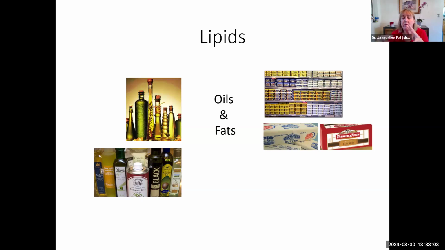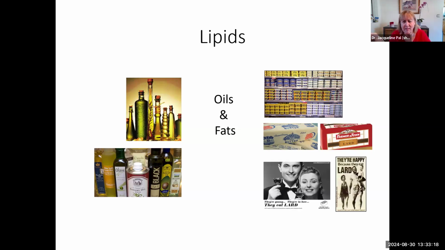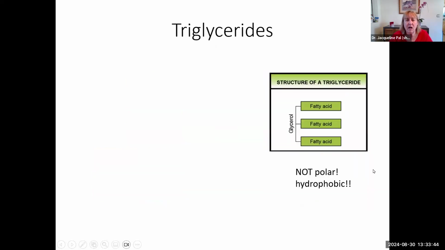Examples of your fats are going to be your butters and your margarines and things like your shortenings and your lard. I just put on here a couple of old ads from the 1950s. They're young, they're in love, they eat lard. Well, that might have been great post World War II, but nowadays we know that lard is really not good for you. So a happy young family is not going to be one that's advertising how much lard they are eating. All right, but let's move on and talk about lipids.